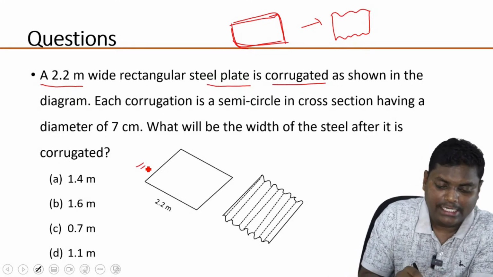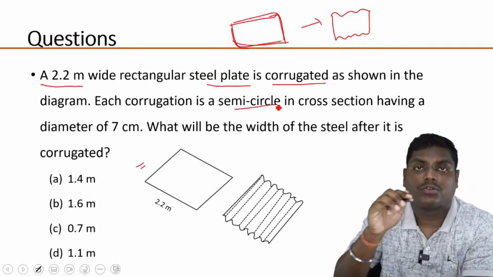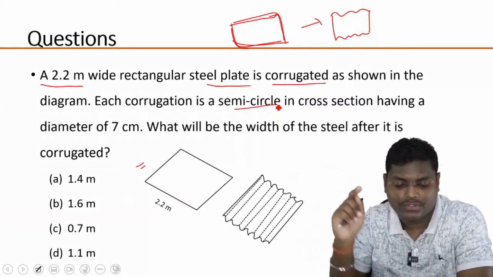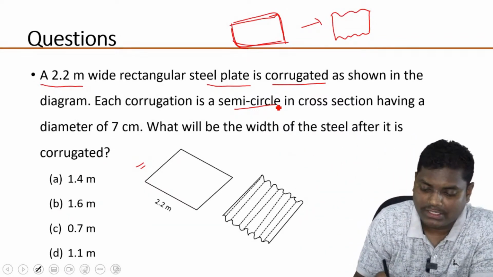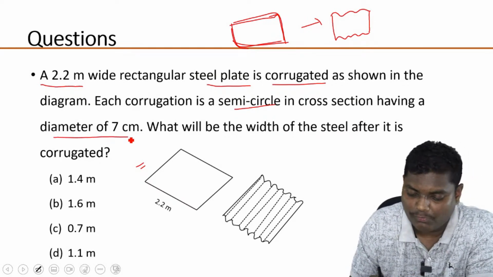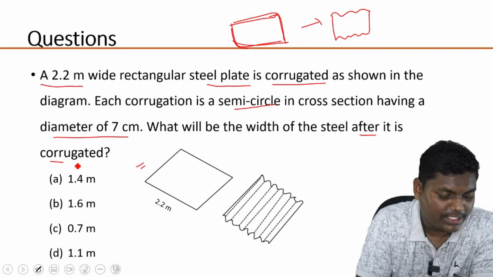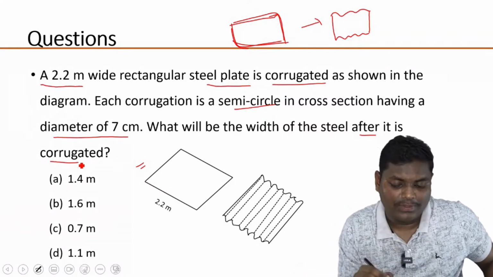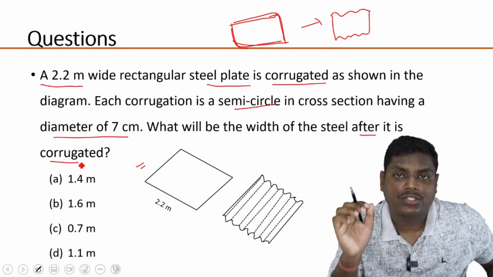You can see here, each corrugation is basically a semicircle. So initially it was a flat surface. Now we have made small curves out of it. It's a semicircle in cross section having a diameter of 7 centimeter. So what will be the width of the steel after it is corrugated? This is a good question. What will be the width of the steel after it is corrugated?